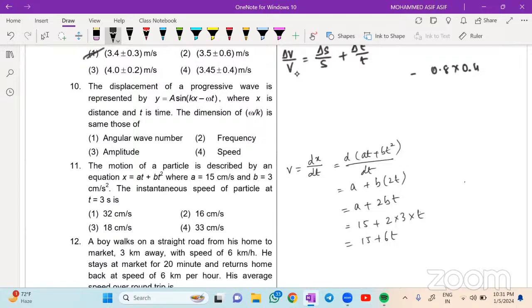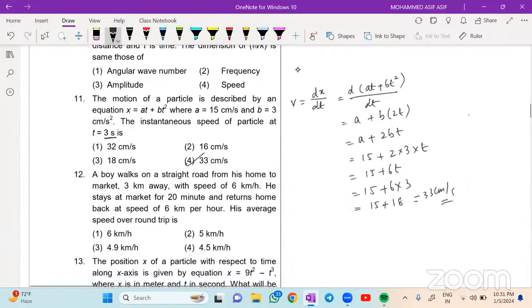The t is given in the problem as how much? 3 seconds. So it is 15 plus 6 into 3. So this will be equal to how much? 15 plus 18. So this will be 33 centimeter per second. Fourth option. Very good. Next one. 12th one देखो.